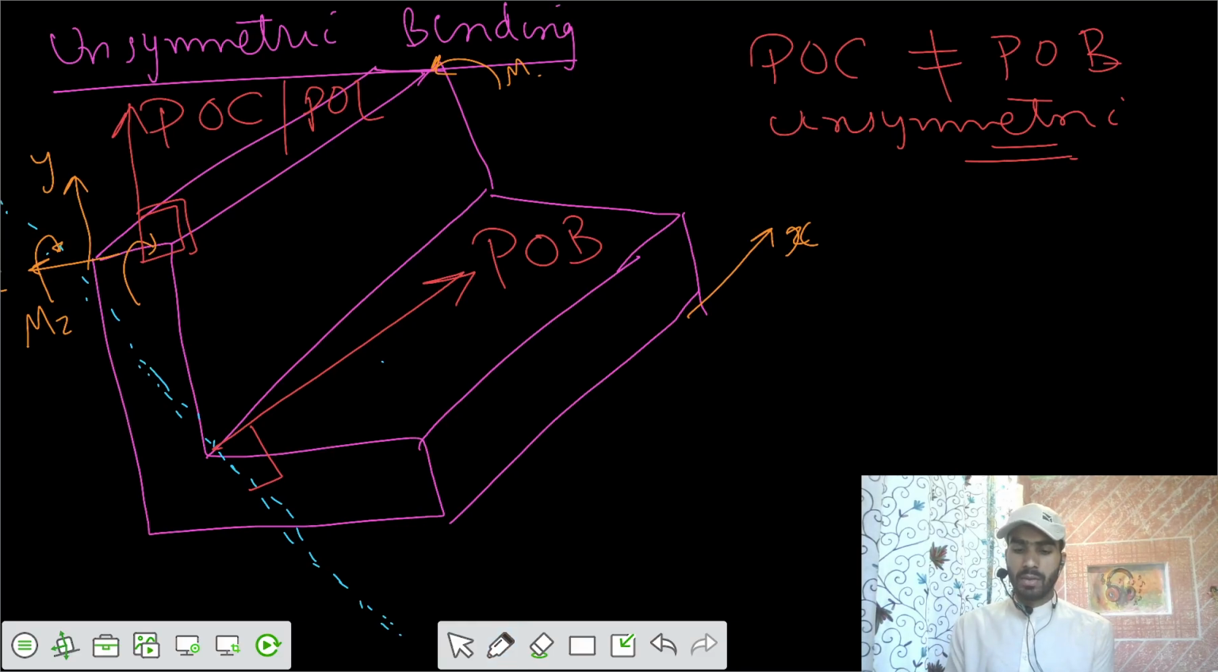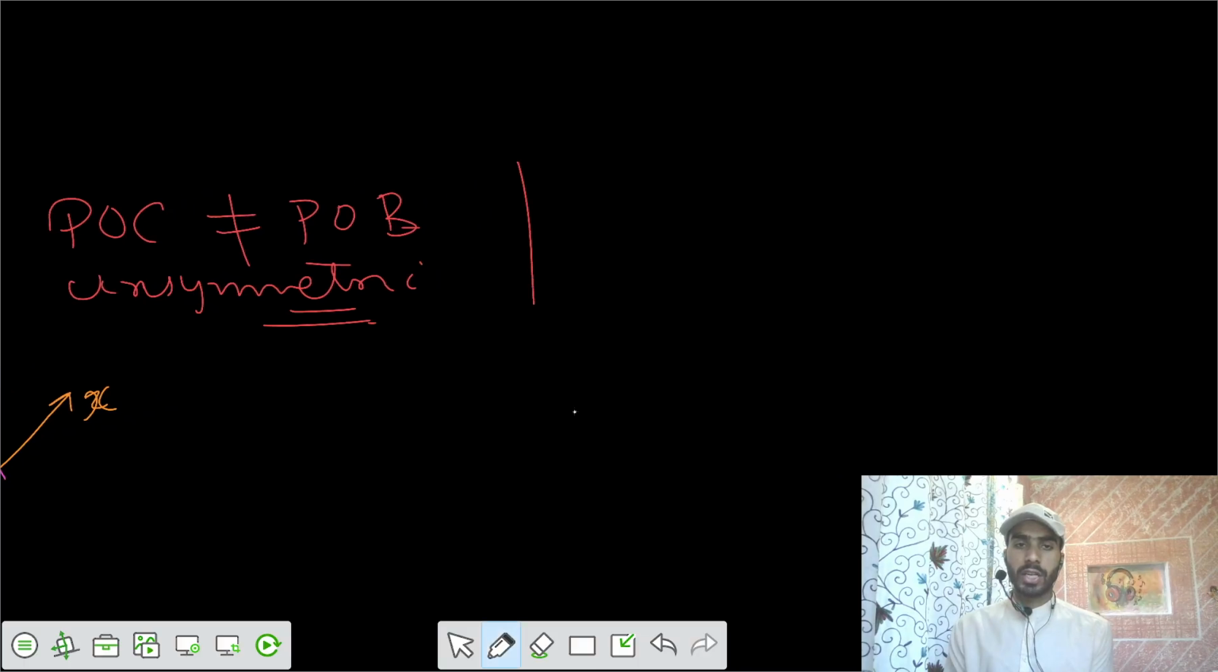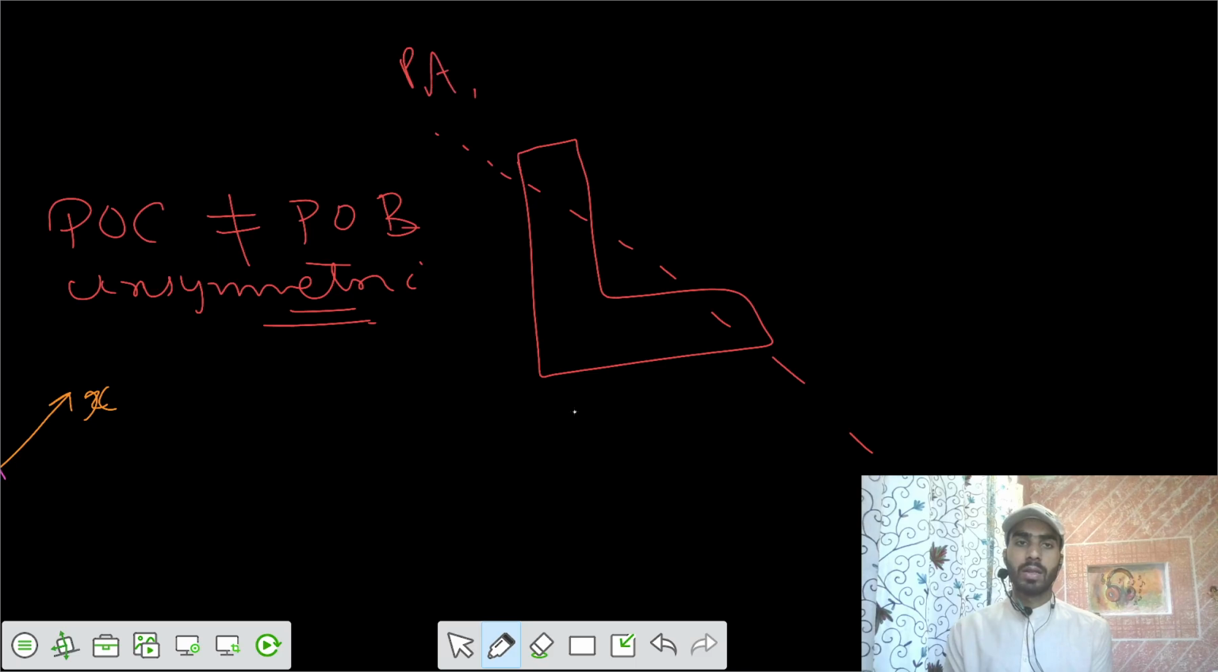Similarly, if you have that same section, now we say that there is one principal axis that passes in this fashion. This is principal axis 1, and one more would be perpendicular to this, passing through the centroid. So this is principal axis 2. Now if I am applying a load at the centroid, you can still call it unsymmetric bending.